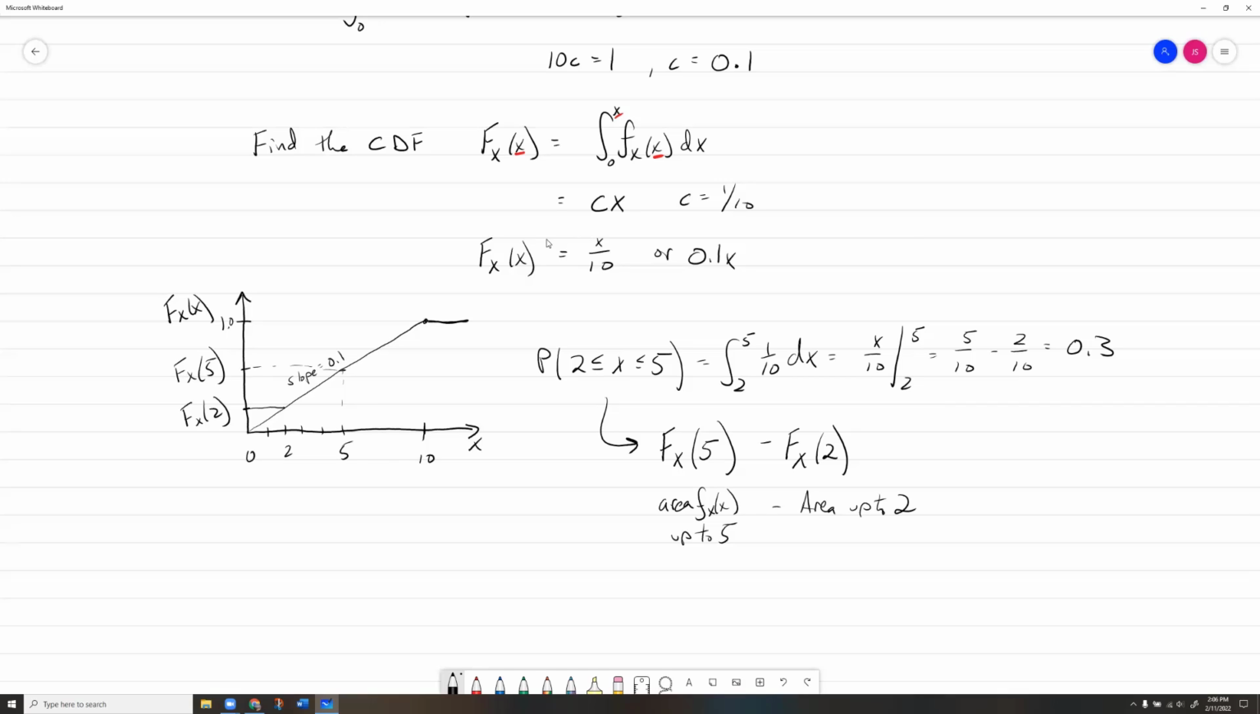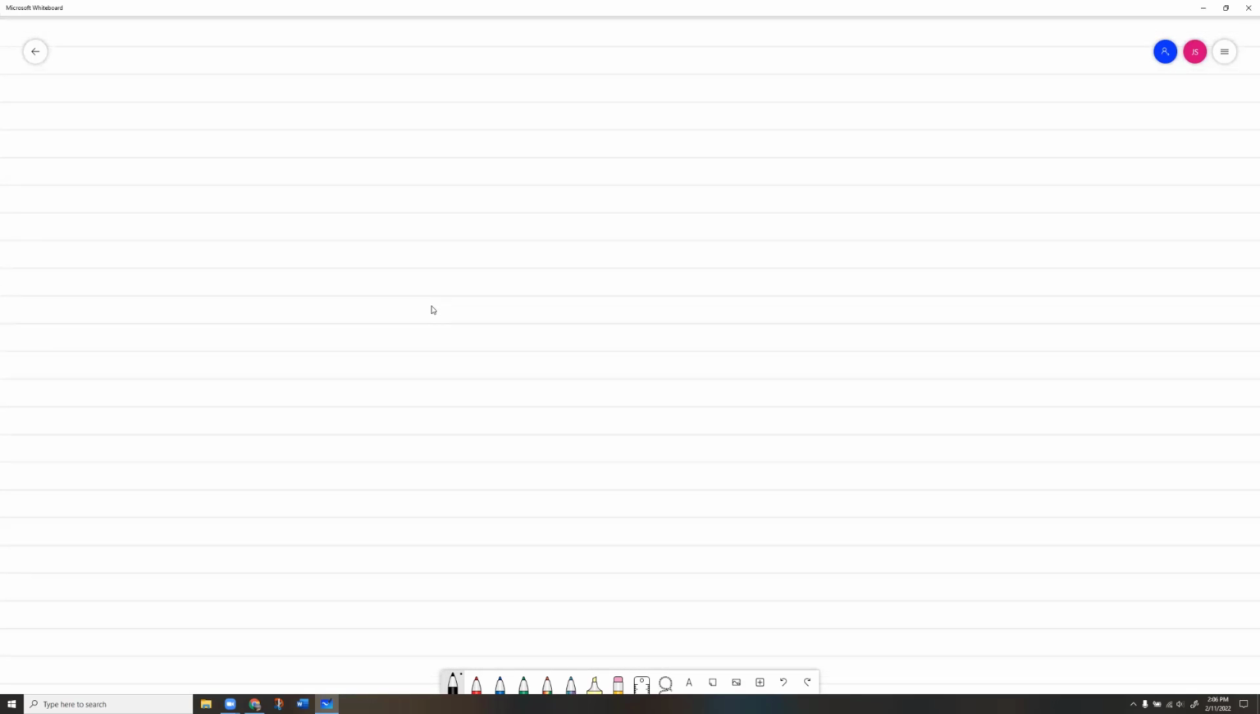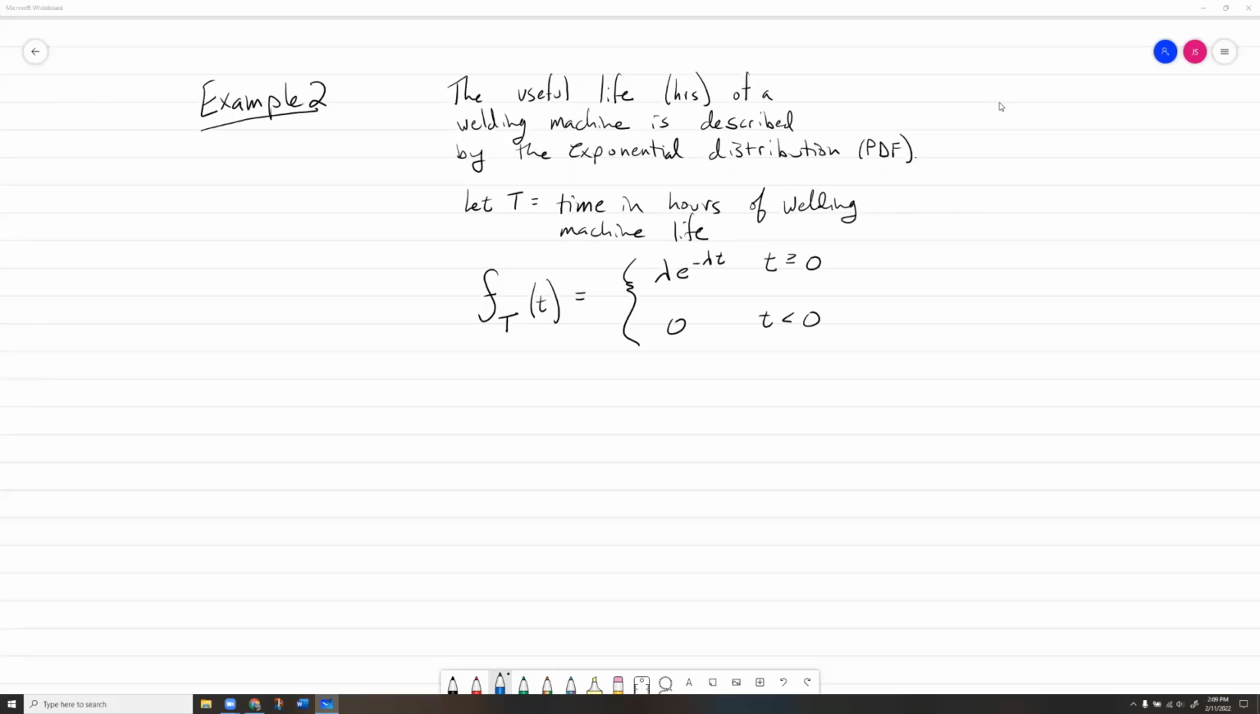Let's do one more example. In this second example, we'll consider the useful life in hours of a welding machine, or any machine. It's described by the exponential distribution. We'll define that in a second. So the exponential distribution is a certain kind of PDF. We'll let our random variable big T equal the time in hours that the welding machine works. And then I'll give you the exponential distribution here.